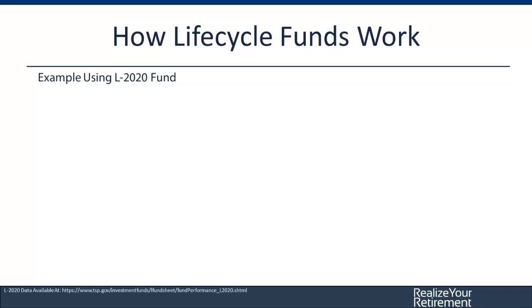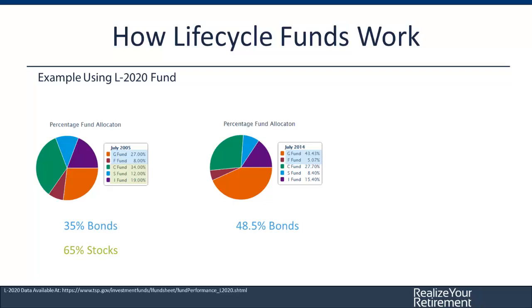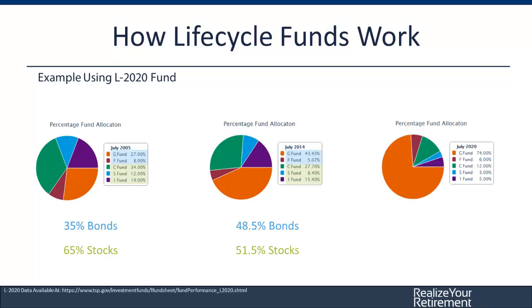To show you how the lifecycle funds work, I've taken screenshots from the TSP website, which show the allocation of the L2020 lifecycle fund through time. When the fund was first established in 2005, its allocation was 35% bonds and 65% stocks. By July of 2014, the bond allocation had increased to 48.5%, and the stock allocation had decreased to 51.5%. And finally, by its end date in July of 2020, the allocation to bonds will increase to 80%, and the allocation to stocks will decrease to 20%.